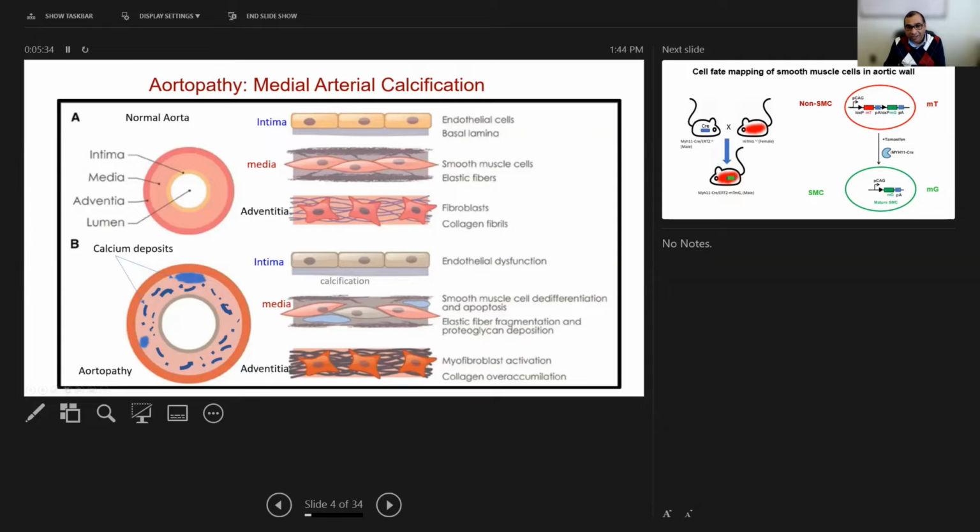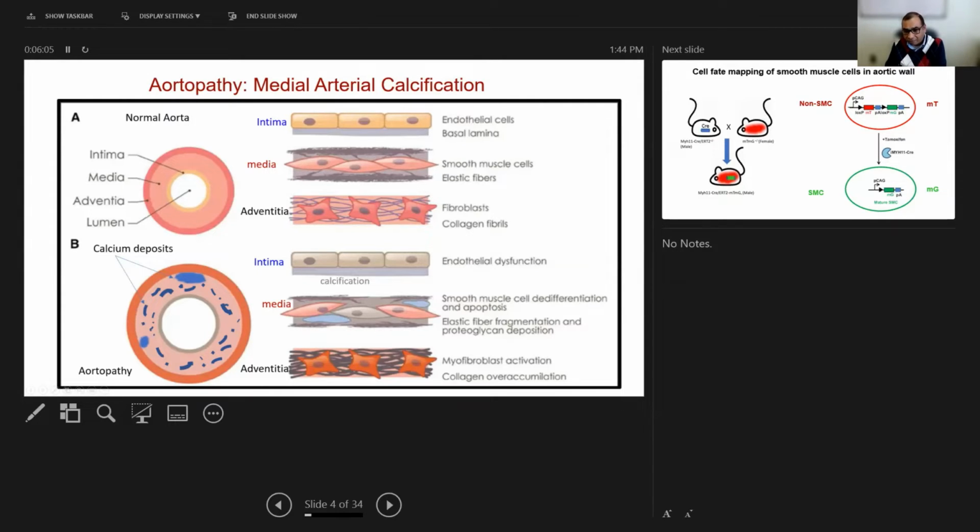Because if you don't have that elasticity, if you calcify the tissue, eventually it leads to resistance, which also affects the cardiovascular system. Most of these patients essentially do not die because of aortic rupture; they actually die because of the stress on the heart. Ultimately, the heart has to work very hard and undergoes failure. So in this aortopathy condition, you will have a lot of calcium deposition, mainly localized to the medial arterial layer in these patients.